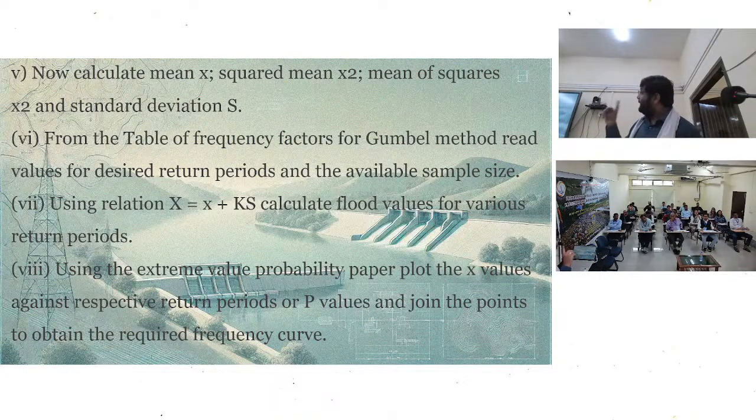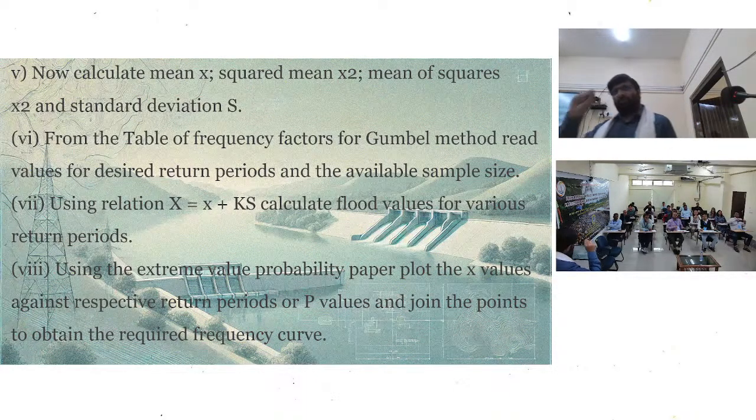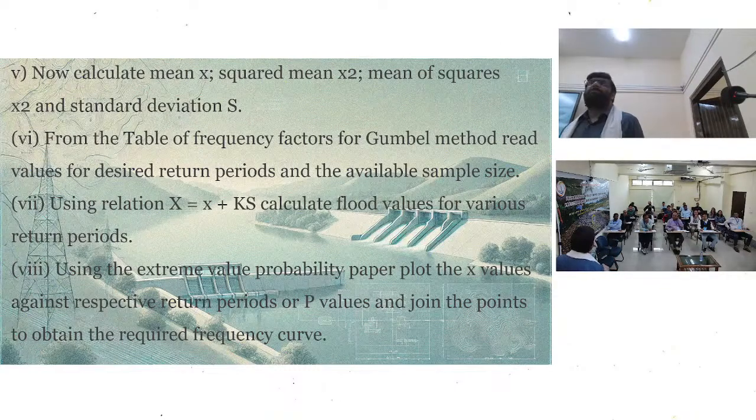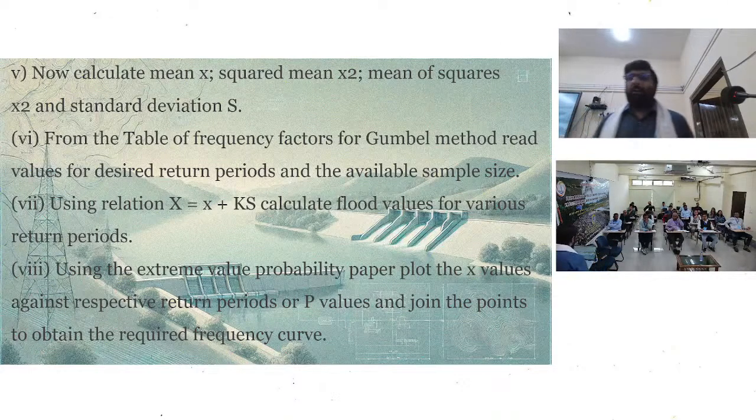Now we calculate the mean, the squared mean, the mean of squares, and the standard deviation S. So this is the procedure. You go step by step, and life becomes easy in that case. Once we have all these parameters, you have S, you have capital X, small x, and x bar is the mean flood.